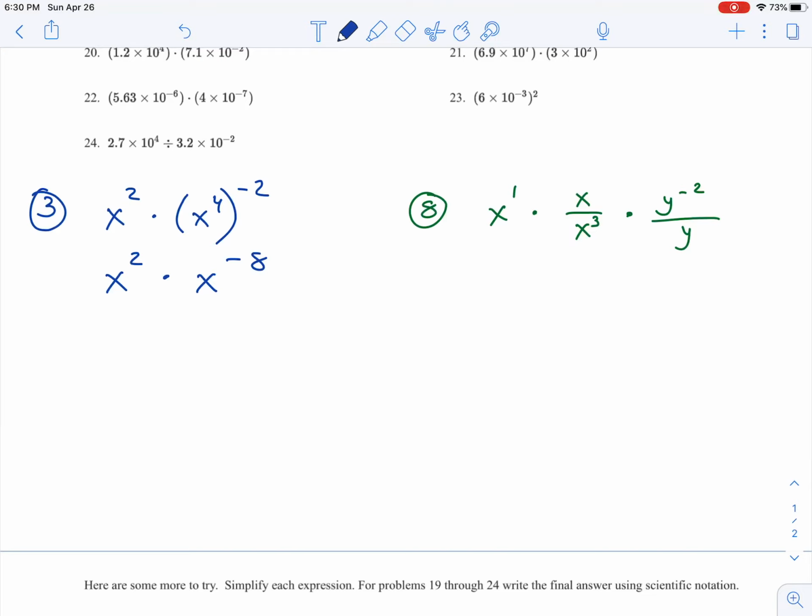Next, we have to multiply those two things together, which means we need to add those exponents. 2 plus negative 8 can be written as x to the negative 6. We could stop and leave it with a negative exponent. X to the negative 6 is a perfectly fine answer, but you could also write it without the negative exponent by remembering that negative exponents means dividing instead of multiplying. So it could be rewritten as 1 divided by x to the positive 6th.